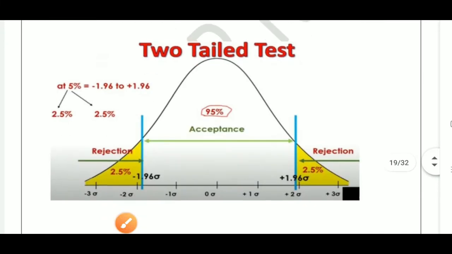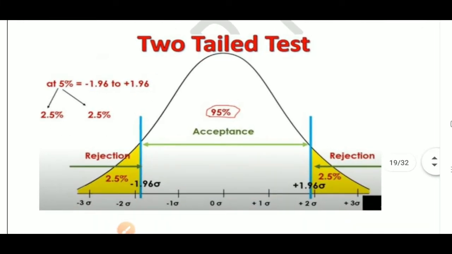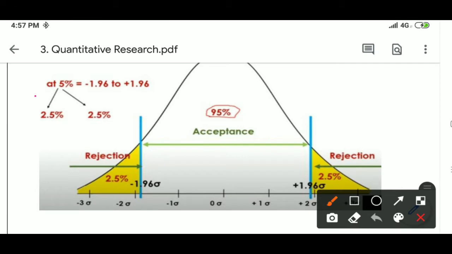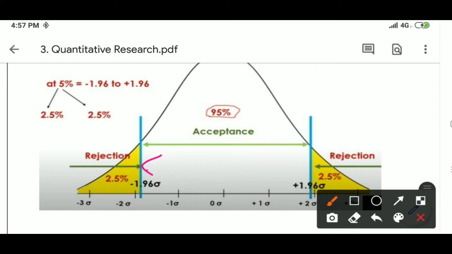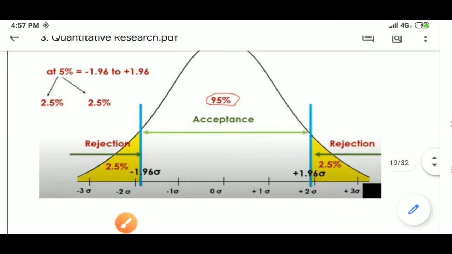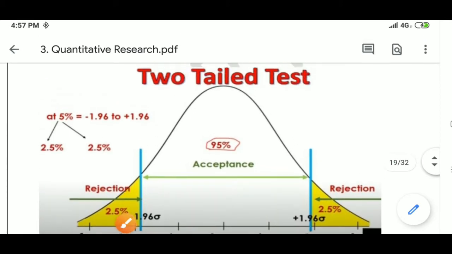Now you can see here the example of the two tail test. In the two tail test, you just divide the 5% into two parts, like here and here. The significance level represents the possibility of rejection of your null hypothesis. So the possibility is 2.5% in this direction and 2.5% in this direction, and the remaining part is the acceptance level. This region is the acceptance level of your null hypothesis, that is 95%. So this is called the two-tail test.